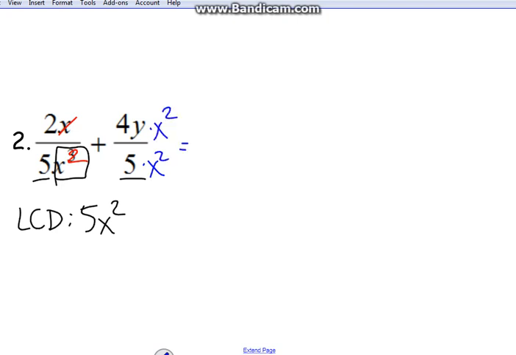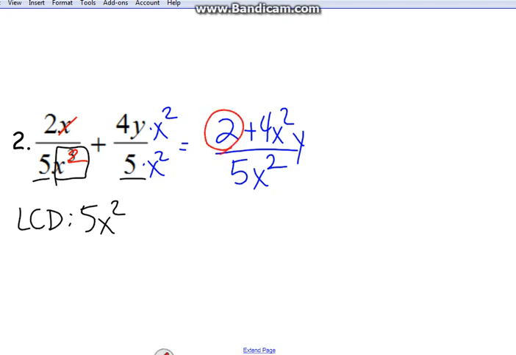Put it all together. We have 2 plus 4x squared over 5x squared. You might be thinking, oh, I forgot a y here. Excuse me. So, can we cancel out those x squareds? No, because not every term has an x squared. This 2 does not have that x squared, so we can't cancel out the x squared. We don't have y's, or multiples of 2 in each term. So that is as reduced as we are going to get.